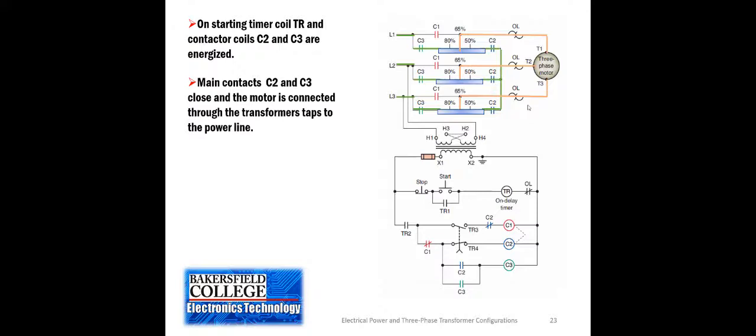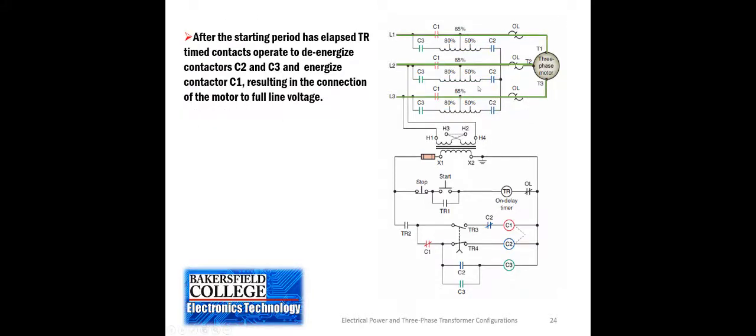Once that has reached the end of the timing cycle, then the next step is that C2 and C3 open and C1 closes. And then you can see at that point the auto transformer is no longer energized, which is good because those coils are no longer needed. So why waste a little bit of power when you don't even need them? C1 connects it directly across the line to the motor itself. So that's how reduced voltage starting works on an auto transformer starter.